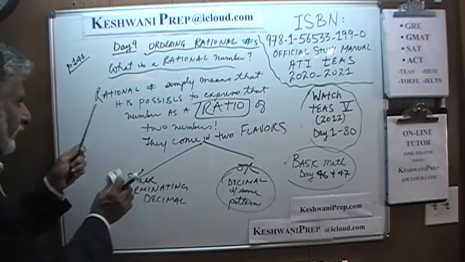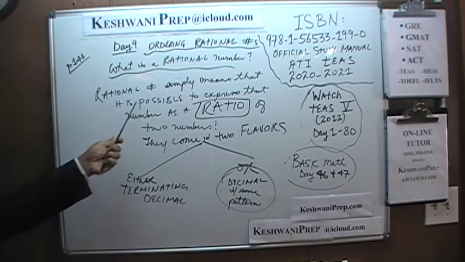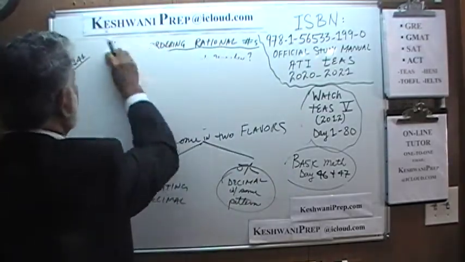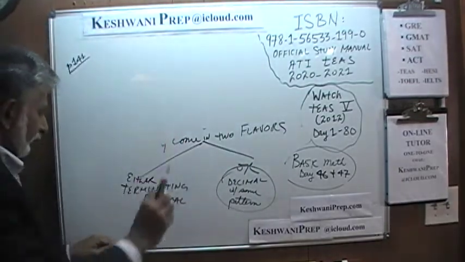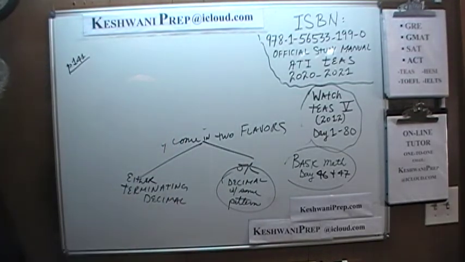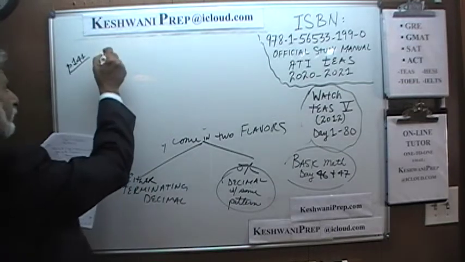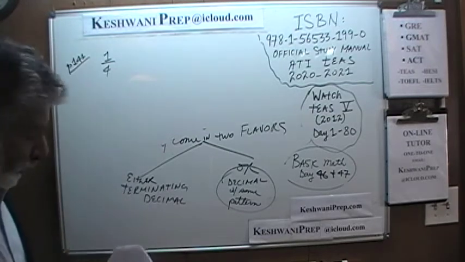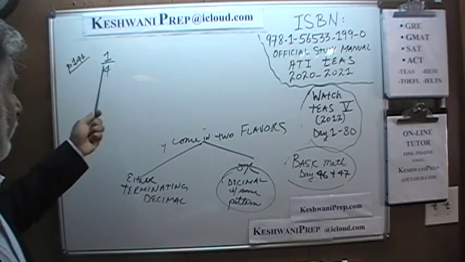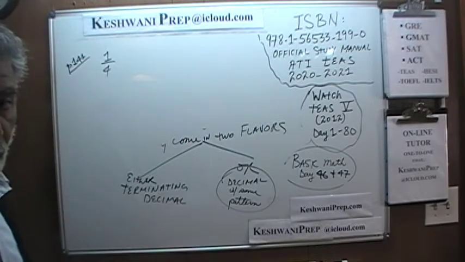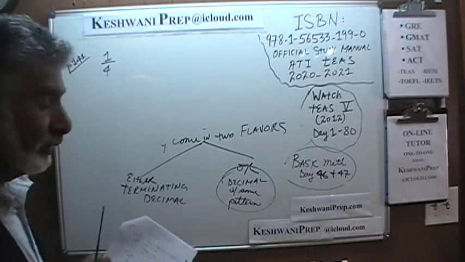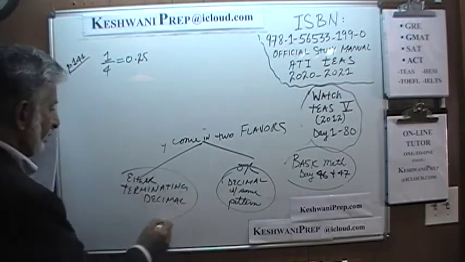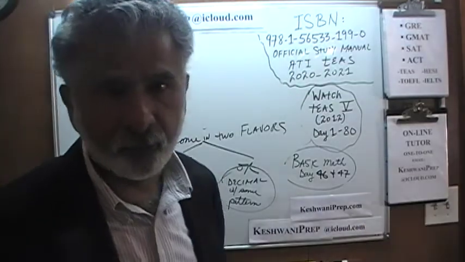Let's look at some examples. So again, it simply means it is possible to express as the ratio of two numbers. And they come in two flavors. Let's look first at terminating decimals. For example, 1/4. That's a rational number. You can argue it two ways. It is a rational number because it can clearly be expressed as a ratio of two numbers. Or if it were written in decimal, it would be a terminating decimal. There you go. It ends. 0.25. End of the story.